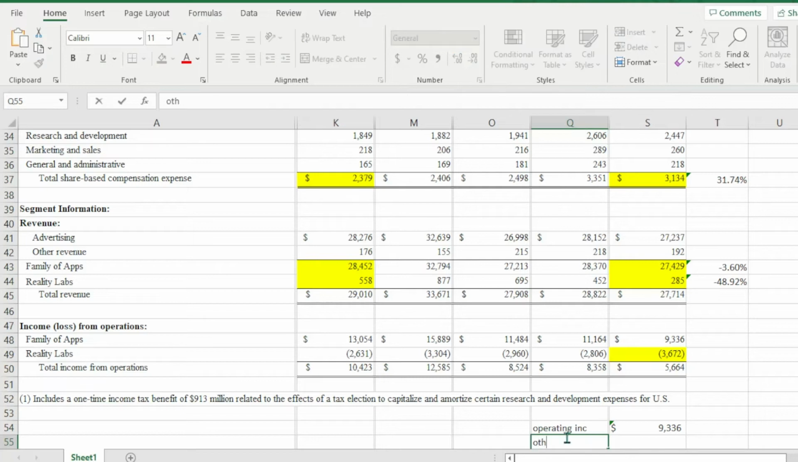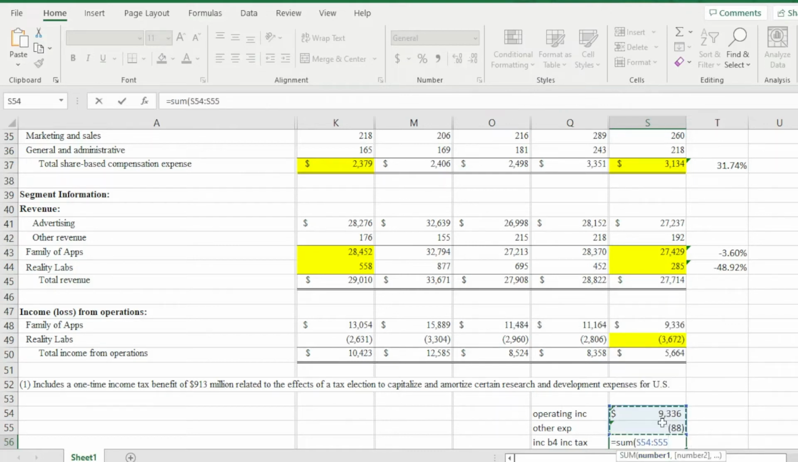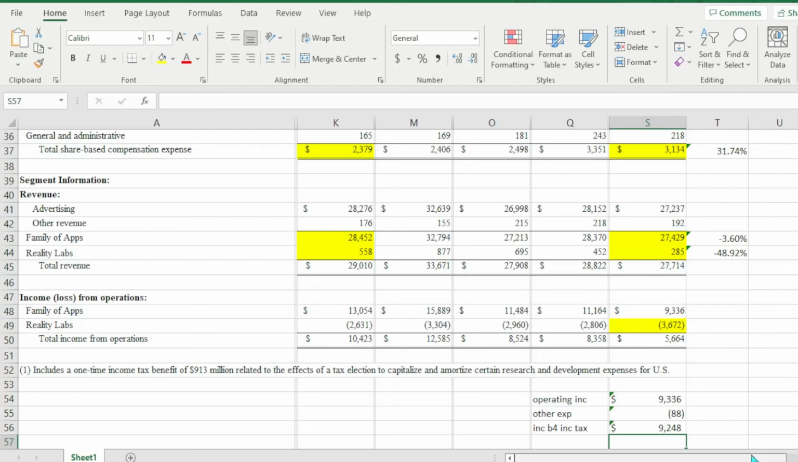So we're going to do other expense equals S19. And then now we're going to do income before income tax. Now remember, I'm typing with one hand, so I'm doing all these abbreviations. And then we're going to do a summation. So this is our income before income tax.